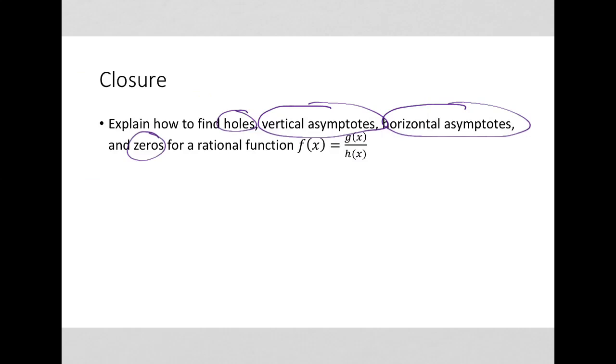And then one more question you should be asking yourself: what about slant asymptotes? Well, to get a slant asymptote, take the numerator, long divide it by the denominator, and then you have a slant asymptote at whatever your quotient is. And that should be enough for you to sketch some rational functions.